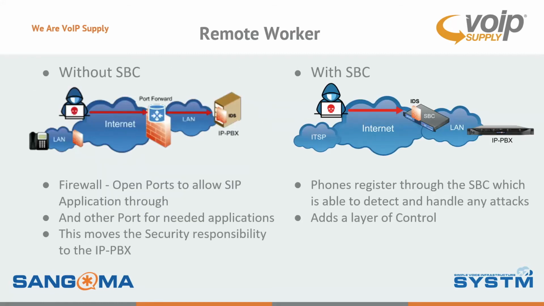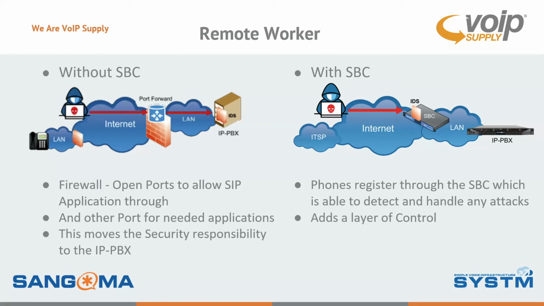As an example, if you were to deploy remote workers without and with an SBC: without an SBC, you typically put a firewall in front and port forward your SIP ports, applications, RTP and things like that to get that through. But again, this shifts the security responsibility to the IPPBX. You're simply allowing that traffic through.